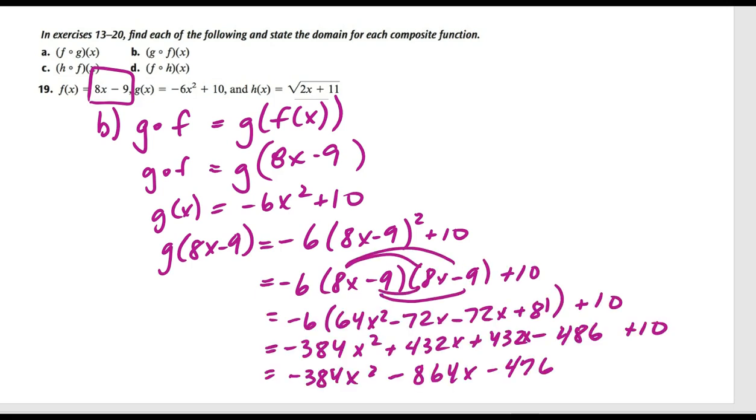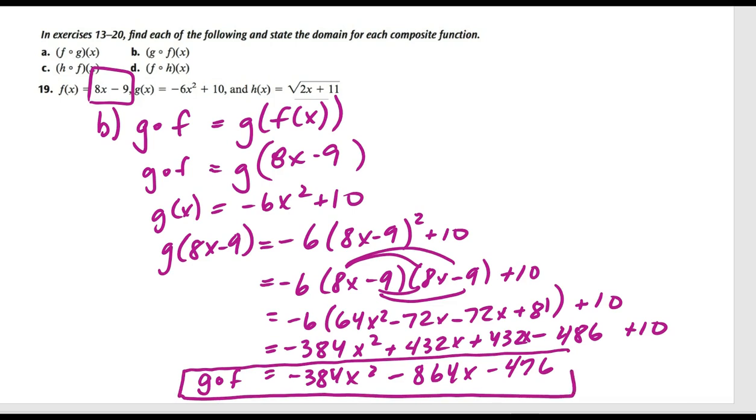And you can see that g composed with f will give me negative 384x squared minus 864x minus 476. Now, to find the domain, I look at my composite function. It's a parabola, and I know that the domain of a parabola will be negative infinity to positive infinity. But I want to check before I say that's my answer. What is the domain of my input function? My input function is f of x, and it's a linear function, 8x minus 9, which also has a domain of negative infinity to positive infinity, so I don't need to add any restrictions.